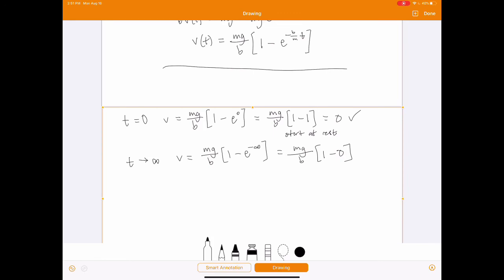So technically I'm being a little sloppy. We're talking about limits here and so on, but e to the minus some power is going to go to 0 as you make that power really, really big. That's the point. And so this is just mg divided by b. This is saying that as the object falls for a very long time, it reaches what we call a terminal speed. So the speed doesn't keep growing forever. It actually levels off to a terminal speed at some point.